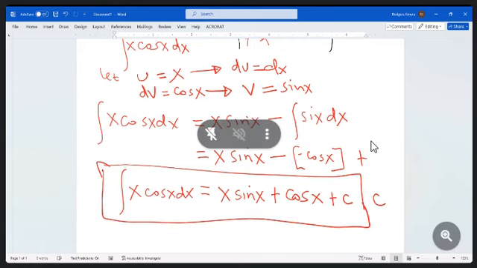Basically, that is how integration by parts operates. Does someone have a question? Yes, sir.